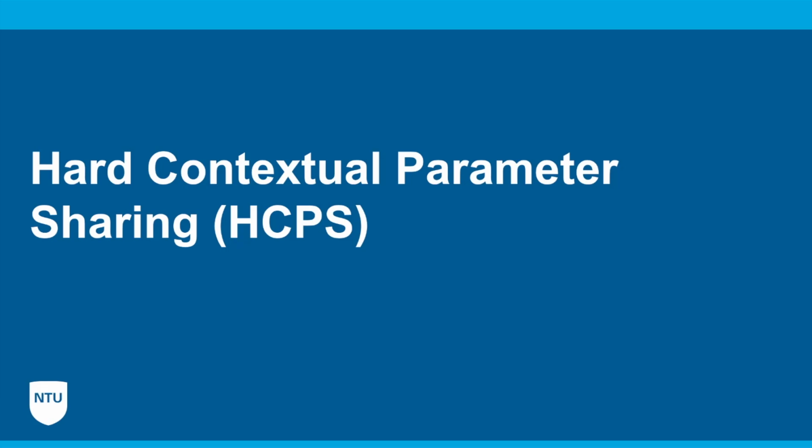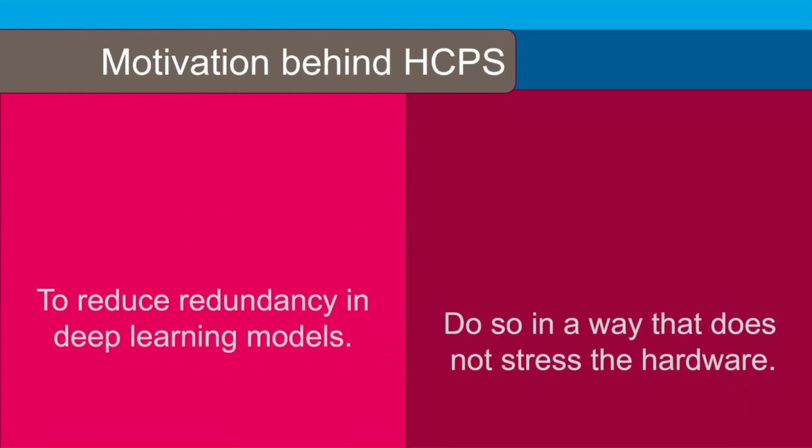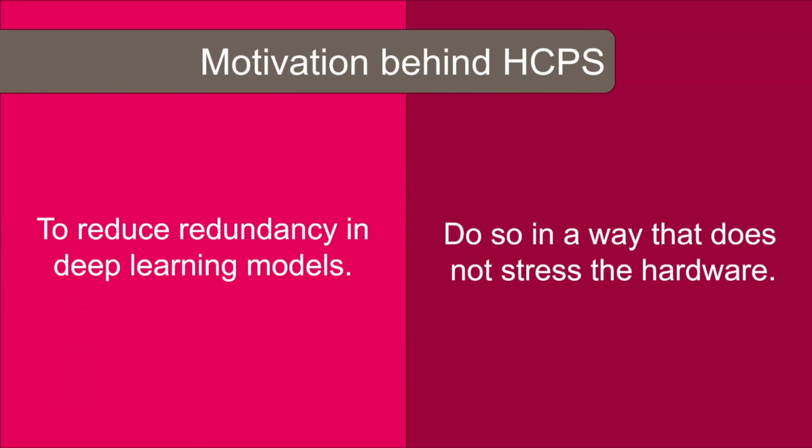Hard contextual parameter sharing is a new way of trying to reduce redundancy on microcontrollers, and do so in a way that doesn't stress the hardware. It tries to group things together in a nicer fashion, kind of similar to the last talk, but in a bit more of a harder sense, I suppose.